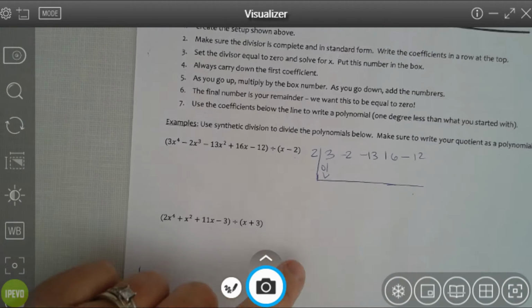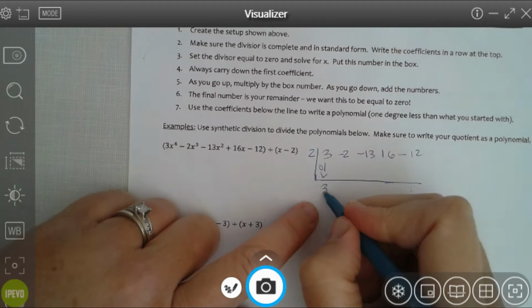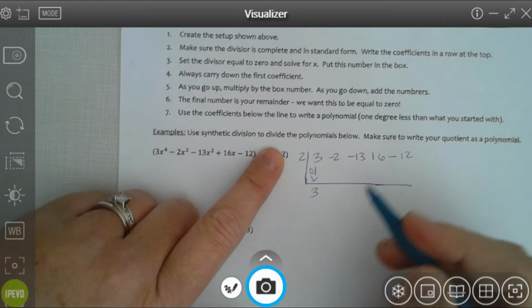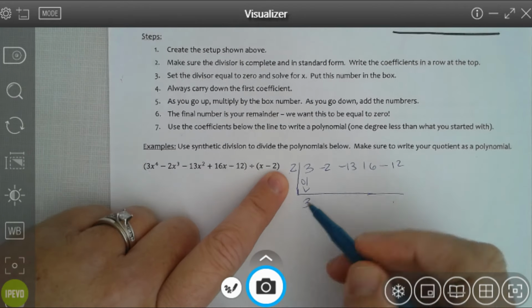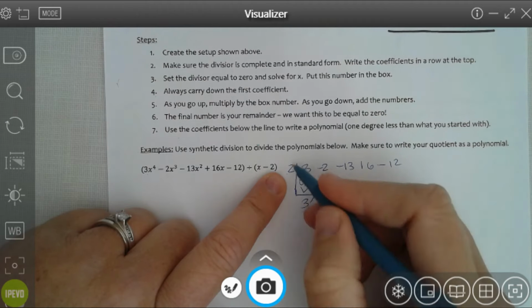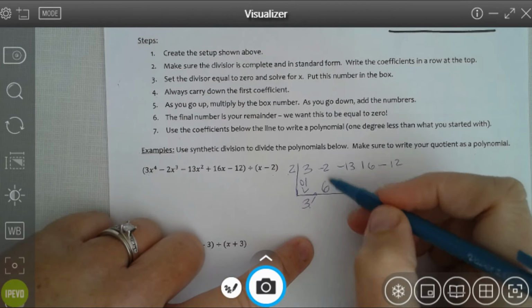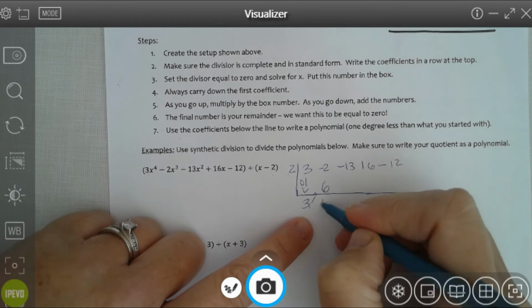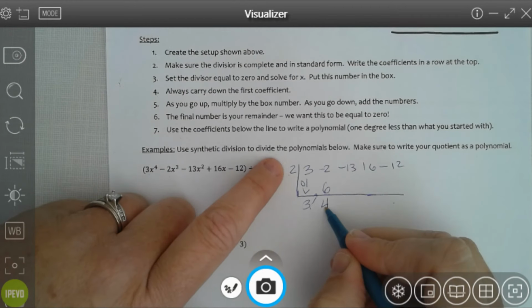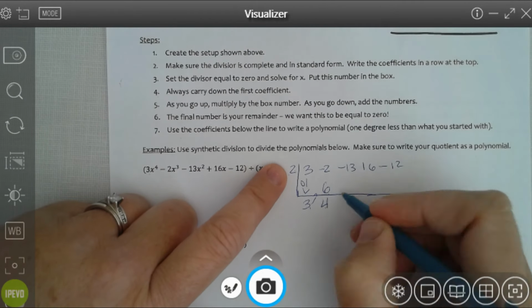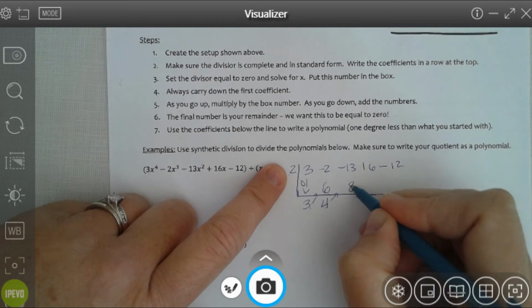So what we're going to do is multiply it by this outside number. So you have to do 3 times 2. And this is a number that gets brought back up. So 3 times 2 is a 6. Then you add 6 and negative 2. Now you multiply it by this 2 right here. So 4 times the 2. Bring that back up here. That's where the 8 comes from.